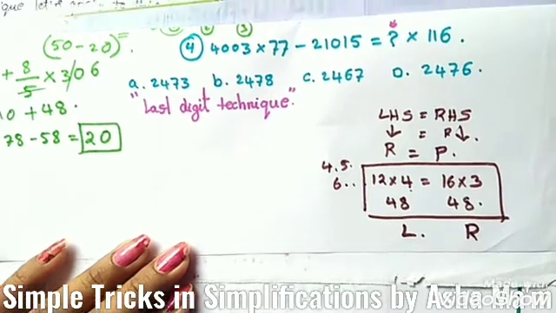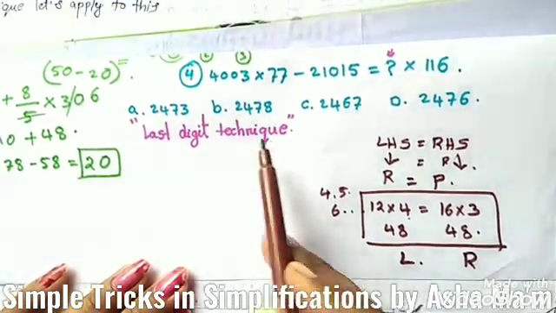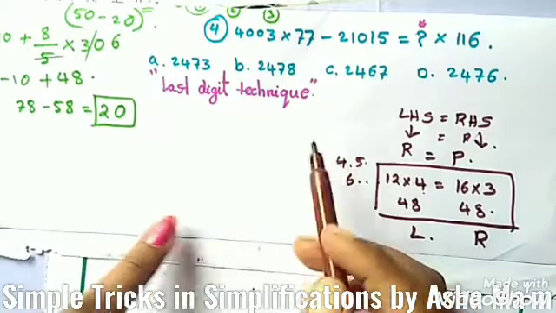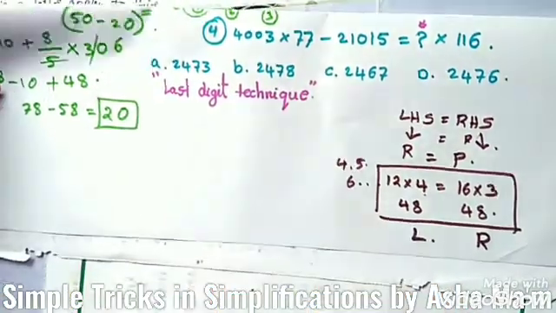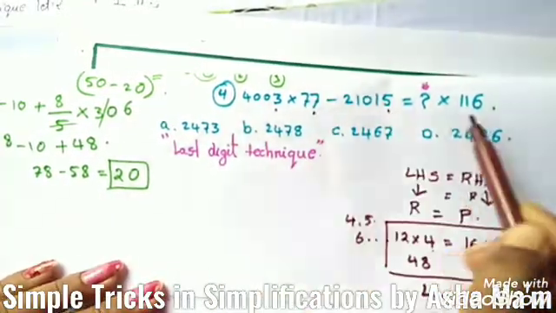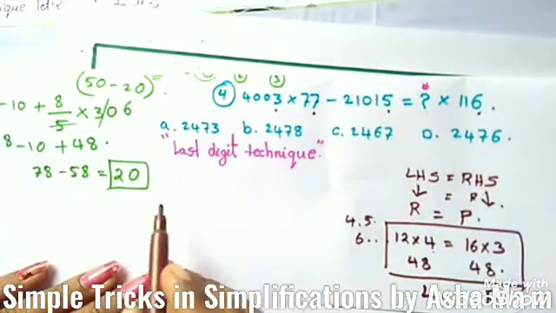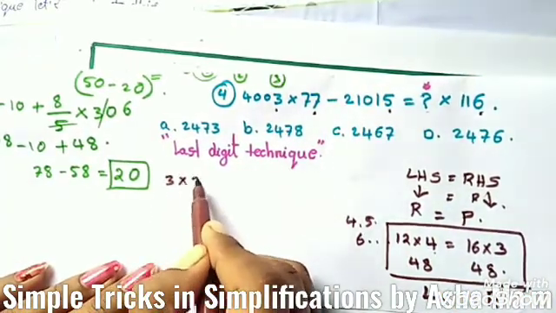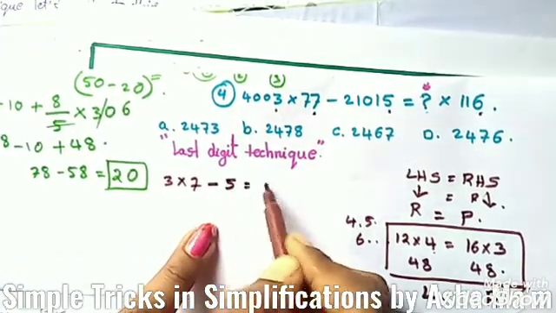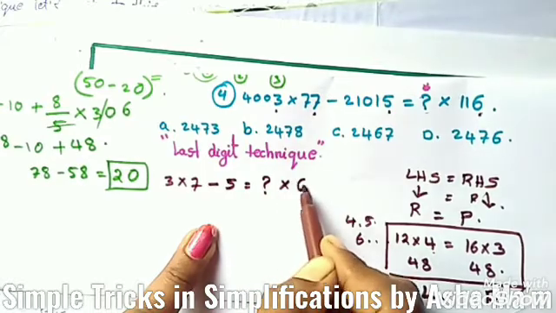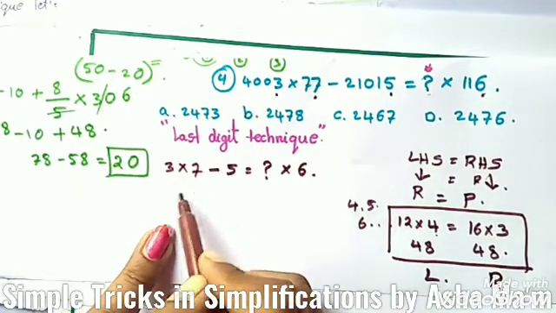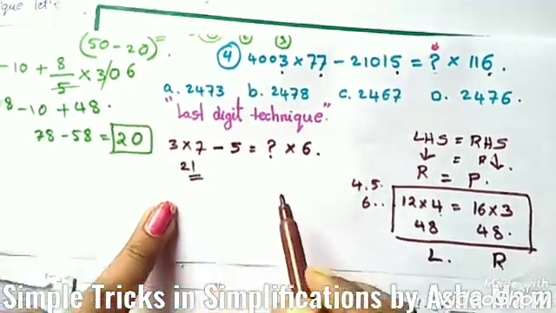I explained the example. Now the same technique let us apply to this question. Here is the question, and the same technique means, if you take the last digit here, students, 3, 7, 5, here question mark and 6 here. So 3 into 7 minus 5 is equal to question mark into 6. Just only last digits I have written here. Here 3 into 7, that is 21. So here the last digit is 1.